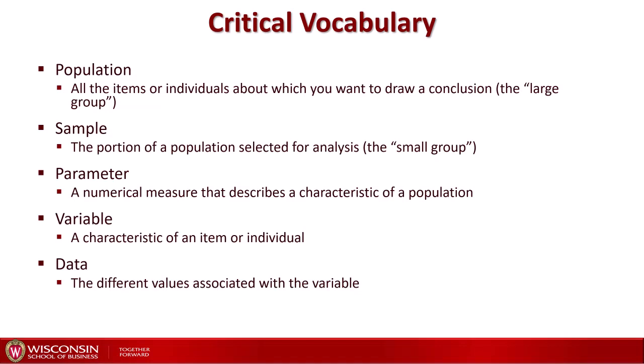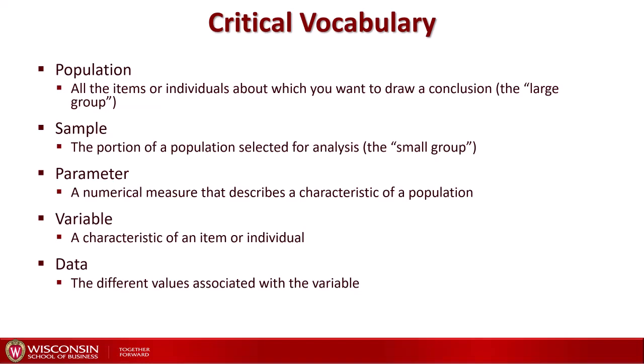Let's define some of the critical vocabulary within inferential statistics. What we're going to use as an example is that we want to understand the height of students here at the Wisconsin School of Business. A population is the set of all the items or individuals about which you want to draw a conclusion. It's a large group. In this case, that will be all the potential students you could meet at the Wisconsin School of Business.